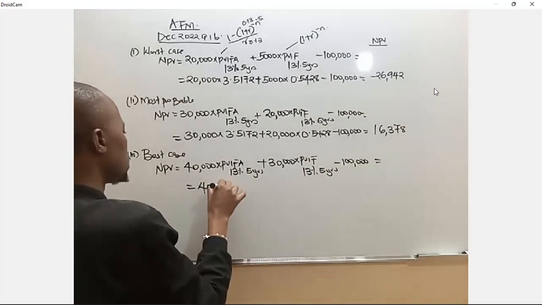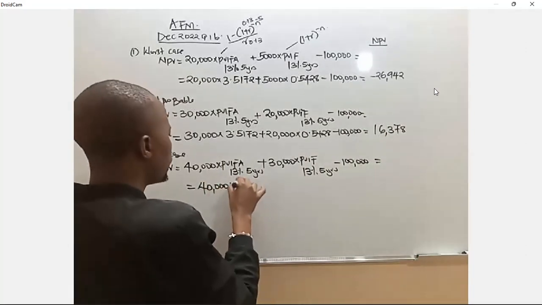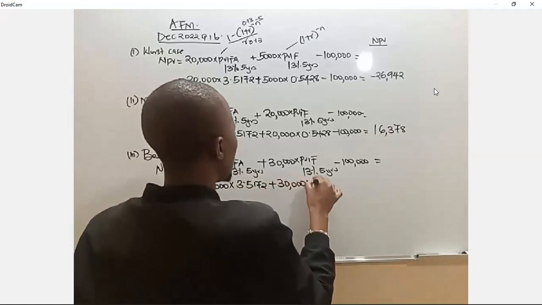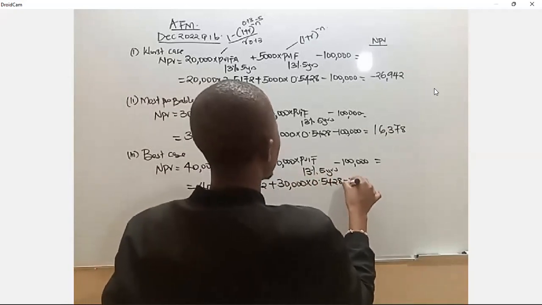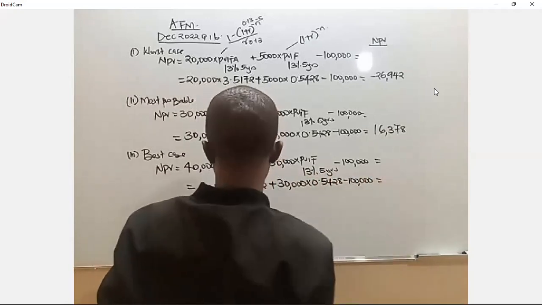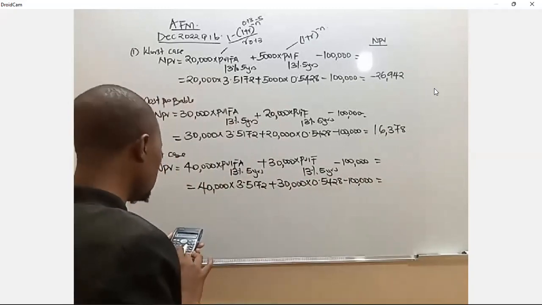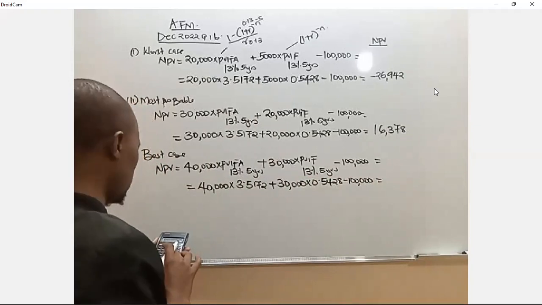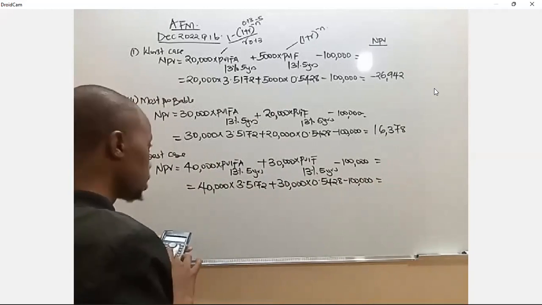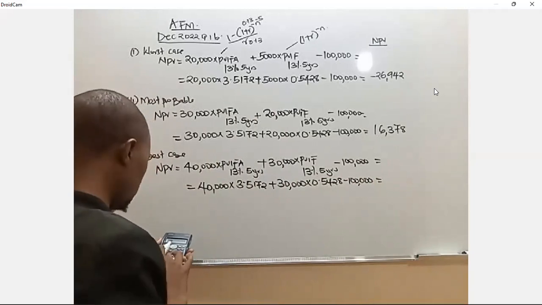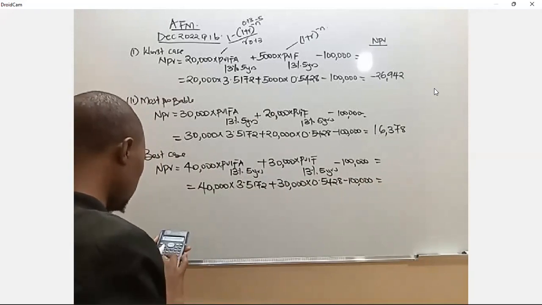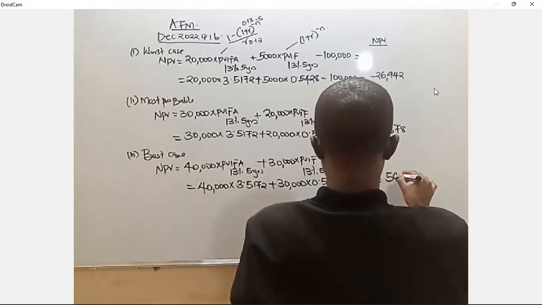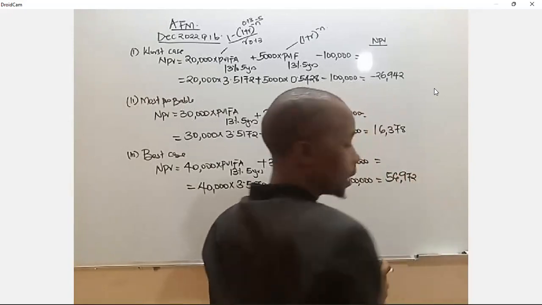Then the last one. We take 40,000 times 3.5172 plus 30,000 times 0.5428 minus 100,000. How much is this? 40,000 times 3.5172 plus 30,000 times 0.5428 minus 100,000. We should be getting something closer to 56,972.